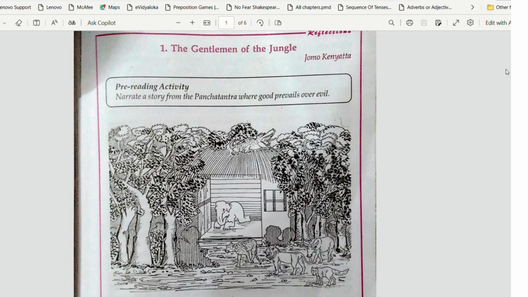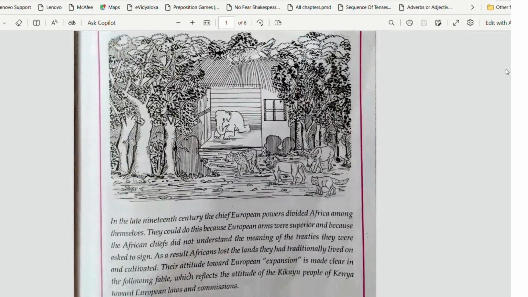The name of the chapter is The Gentleman of Jungle. So this chapter basically is a fable. It's a story through which the narrator uses the help of animals to teach us moral values. Now in this chapter, the elephant or the animals represent the European powers which were able to rule over Africa.